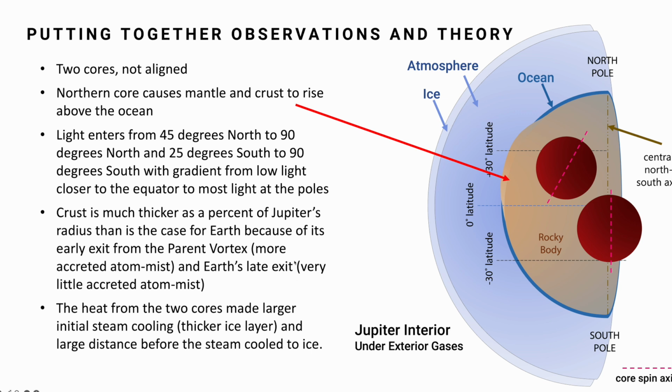The crust is much thicker as a percent of Jupiter's radius because it exited the vortex very early. And the longer a planet is in the parent vortex, the more the accreted atom mist around the iron cloud gets scrubbed. So Earth's late exit caused very little accreted atom mist. And then the heat from the two cores made larger initial steam cooling, so it made for a thicker ice layer and a large distance from the surface of the planet before the steam cooled to ice.